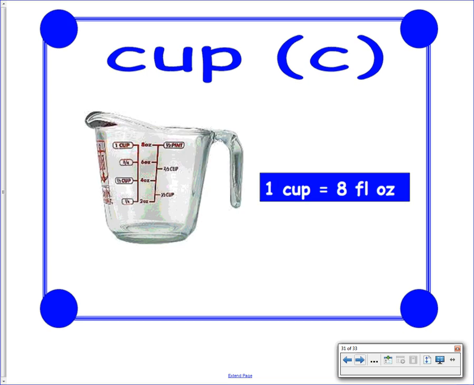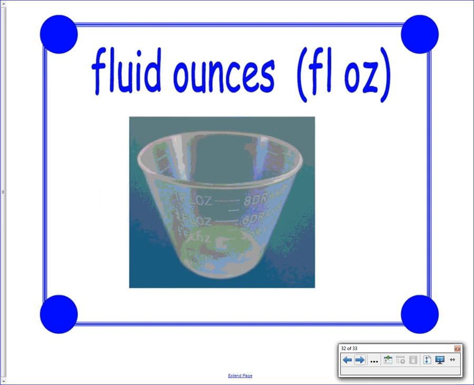1 cup. 1 cup equals 8 fluid ounces. We use measuring cups all the time. Think about a cup as being like a school milk, or one of the small little water bottles that you get at school. Fluid ounces. Fluid ounces are the smallest. We use fluid ounces whenever we're taking medicine. So think about a small little medicine cup for fluid ounces.